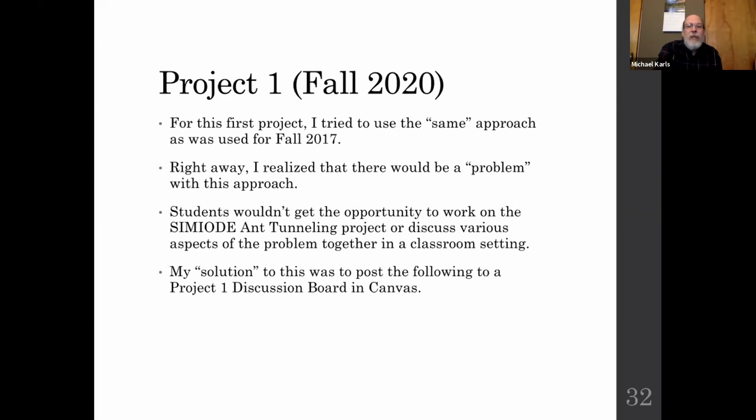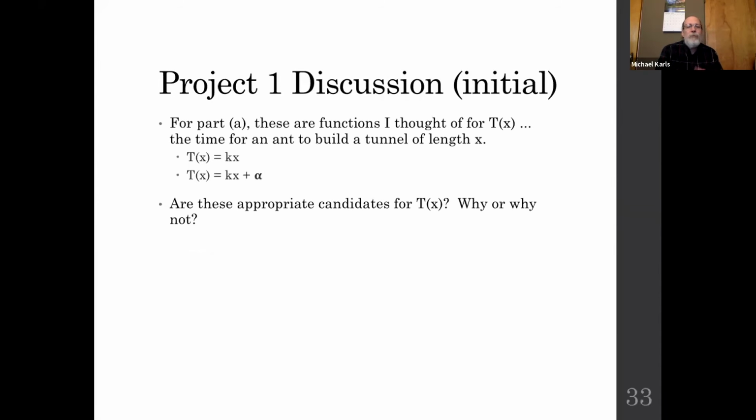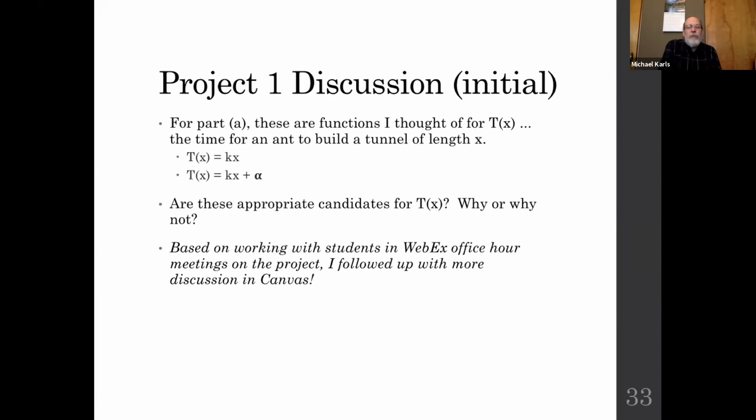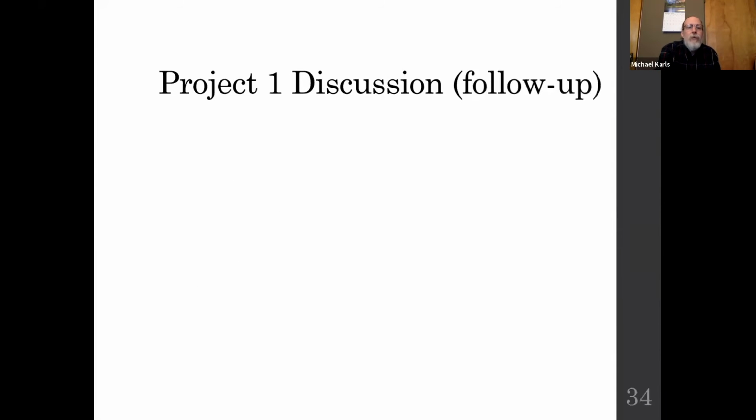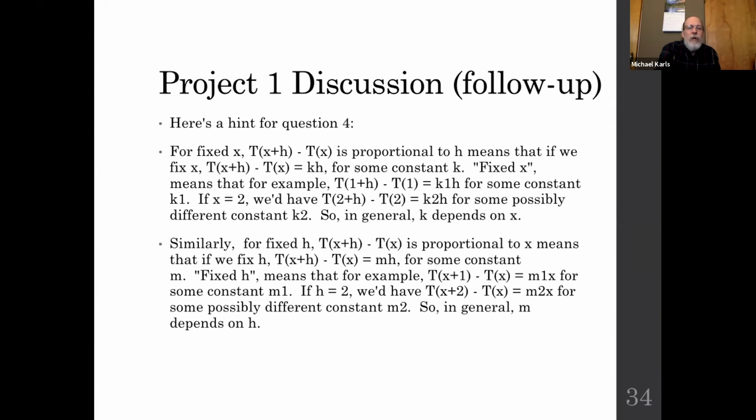So what I did is I posted some stuff to a discussion board. I posted some suggested functions to start with, which we would have done in the classroom, and asked if these were appropriate candidates for how long the tunnel is. And then after I worked with students on the project during office hours, I realized I needed to follow up with some more discussion. So I stuck in an explicit hint for question 4. It was clear that the students needed some more guidance, so I put this in to hopefully guide students more carefully to what I hope they would get to.